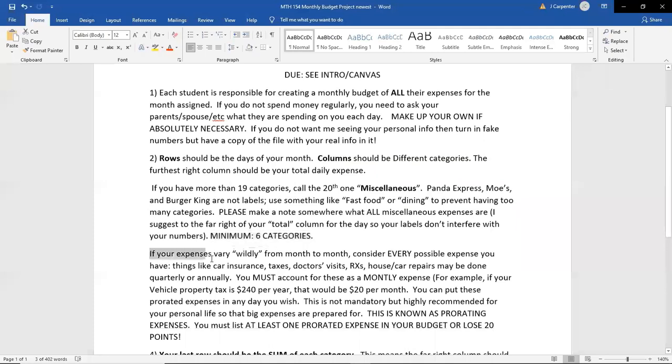Now, if your expenses vary wildly from month to month, which if they don't now, they will at some point in your life, especially if you own a home, medical expenses, you know, you break a leg, all of a sudden you got a couple $1,000s to pay. You need some fancy surgery, even with insurance, $10,000. So that would be a case of something varying wildly.